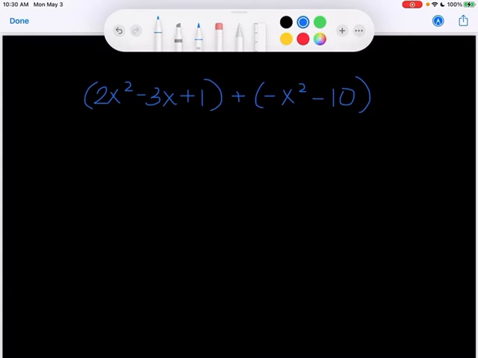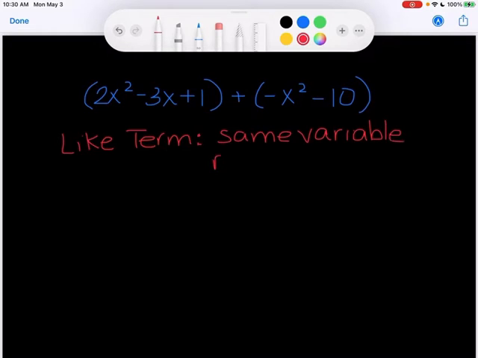So when you're adding and subtracting polynomials, you can only combine like terms. And for something to be a like term, it has to have the same variable, and that variable has to be raised to the same power. So same variable raised to the same exponent or power.